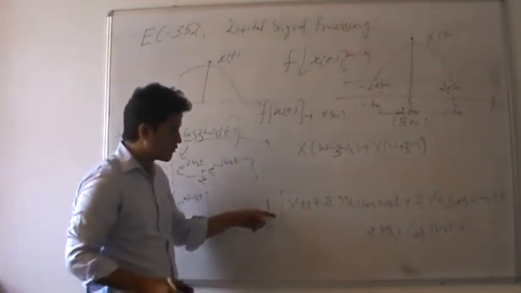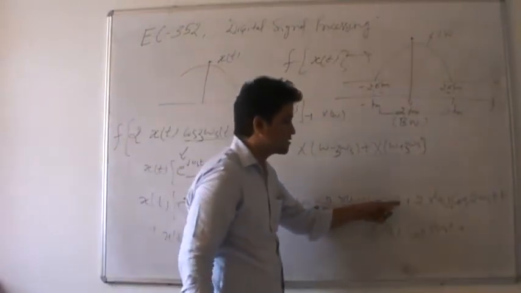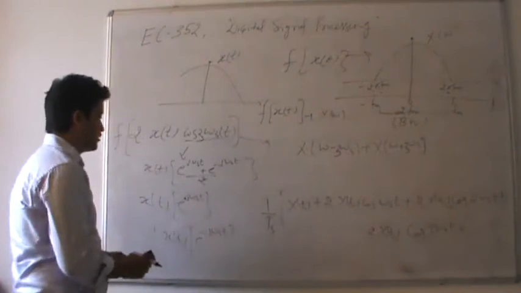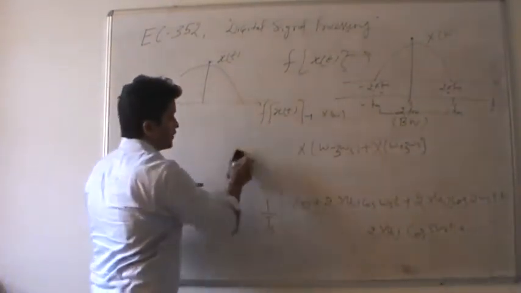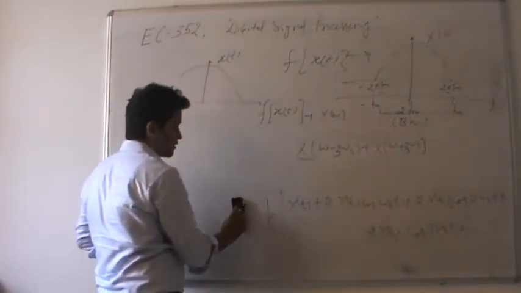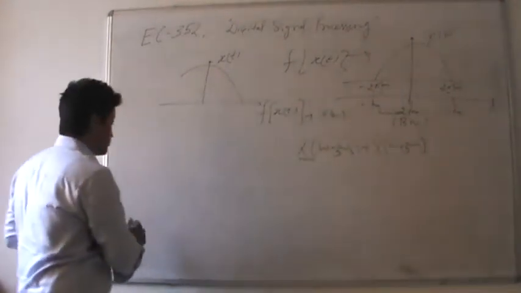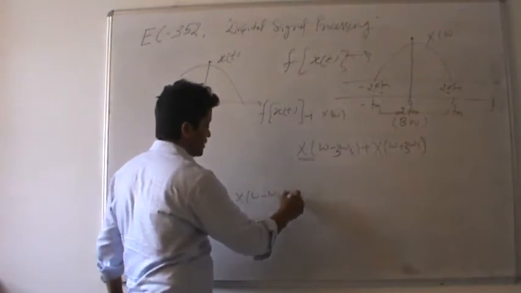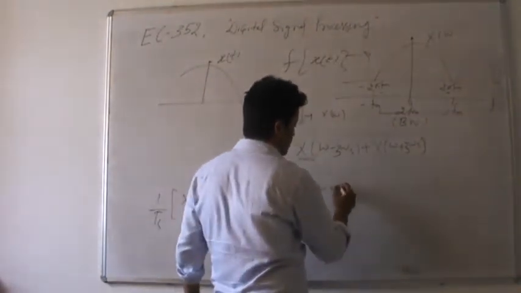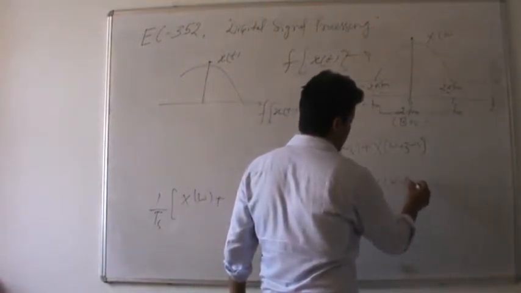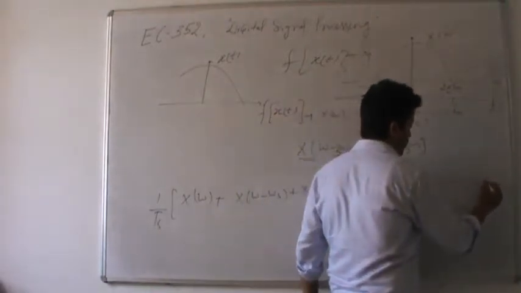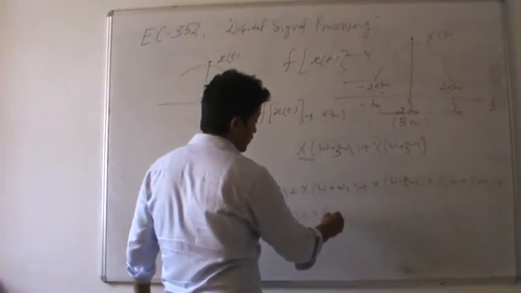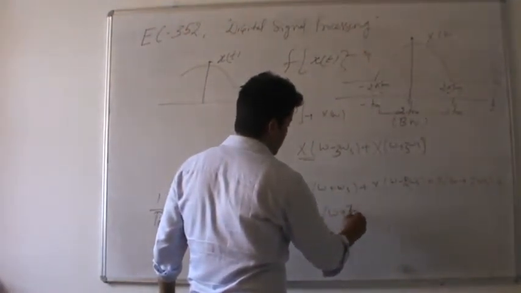So you see here in this equation, we have 1/Ts x(t) only, plus twice x(t) cos ωs t, plus twice x(t) cos 2ωs t, plus twice x(t) cos 3ωs t. So the frequency domain conversion of this equation, after applying this shifting property, will look like what I will write now: 1/Ts outside, X(ω) + X(ω − ωs) + X(ω + ωs) + X(ω − 2ωs) + X(ω + 2ωs) + X(ω − 3ωs) + X(ω + 3ωs).